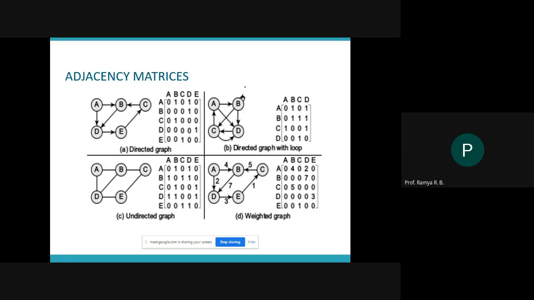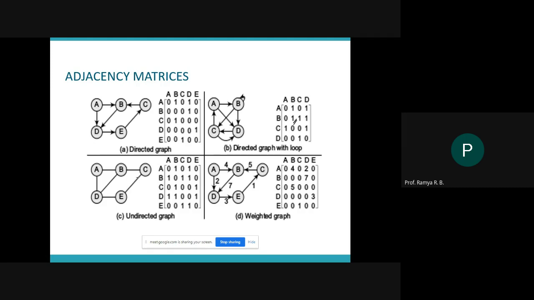This is a directed graph with a loop. Whenever you have loops in your graph, say here you can see there is a loop from B to B. So for B to B, you can see there is a 1. Depending upon what type of graph it is, your adjacency matrix representation will also vary, right?